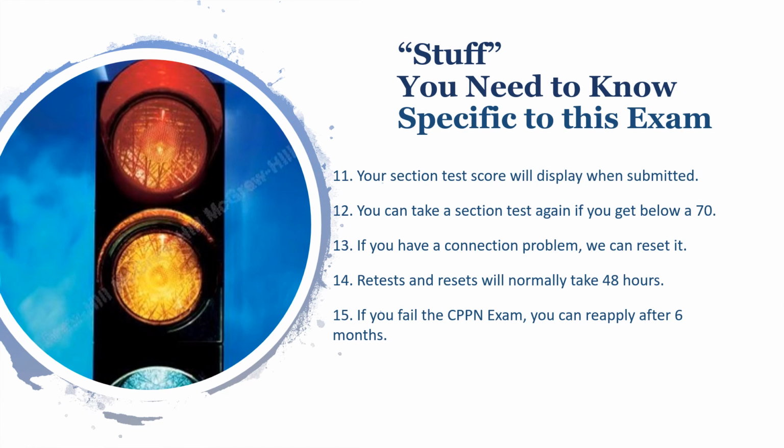When you complete a section and you submit it, your section test score will display so that you'll know how you're doing. You can take a section test again if you get below a 70. And if you have a connection problem, we can reset it for you. We can get you started again. Retests and resets will normally take 48 hours. And if you fail the CPPN exam, fail more than a couple of sections, you can reapply after 6 months.